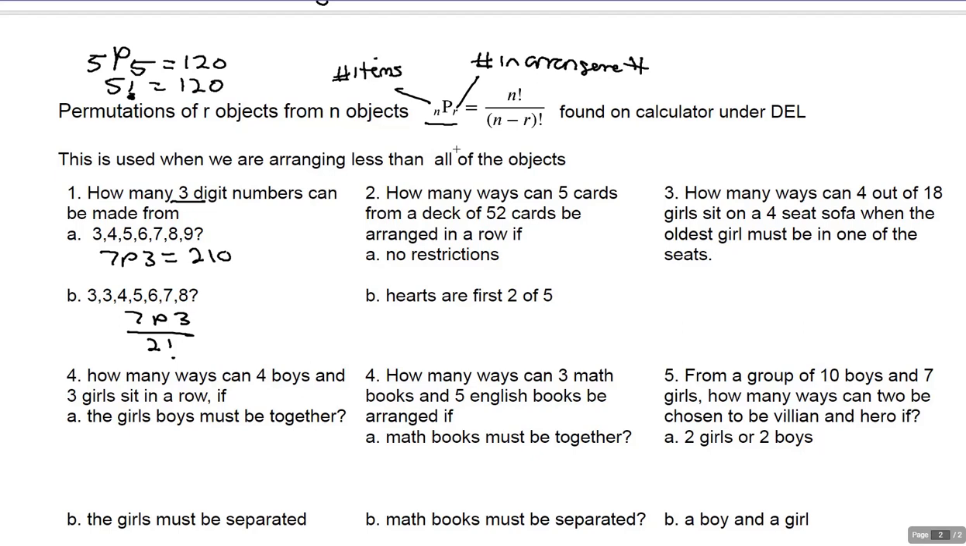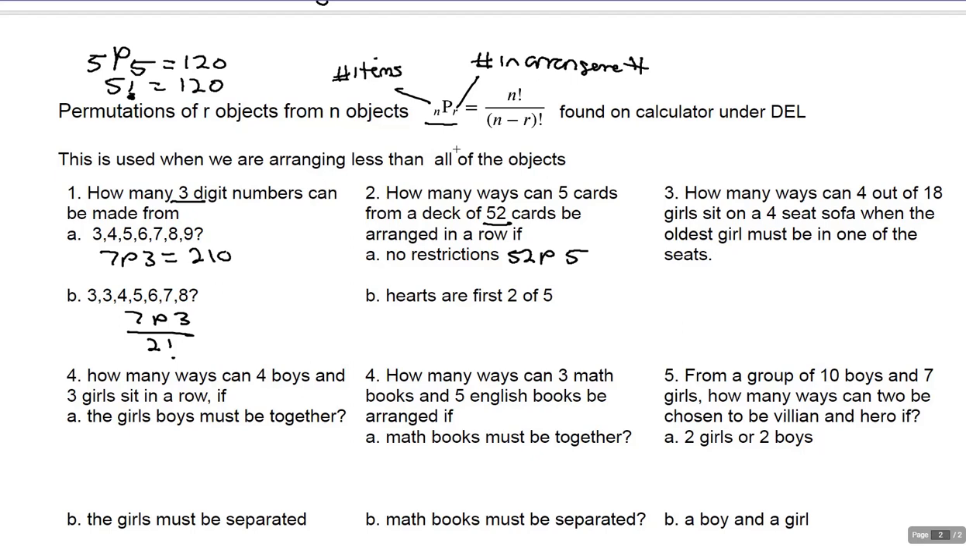Okay. So here, if I was doing this for number 2, how many cards do I have to choose from? 52 cards. But I'm only arranging them in groups of 5. So that would be 52P5. That's a big number.